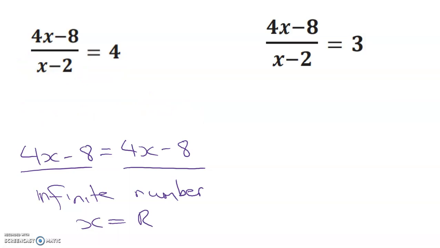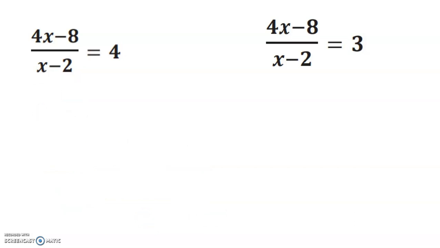However, we always have to consider our restrictions in x. Here, x cannot equal 2. That is because 2 minus 2 is 0, and we can't have 0 in the denominator. Therefore, x can equal r, excluding when it equals 2. Okay, and one last one.